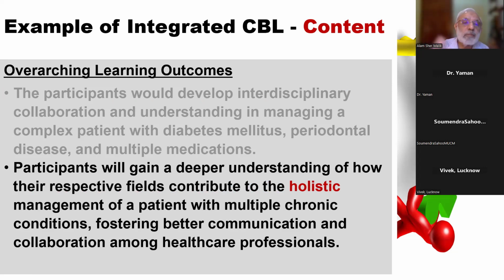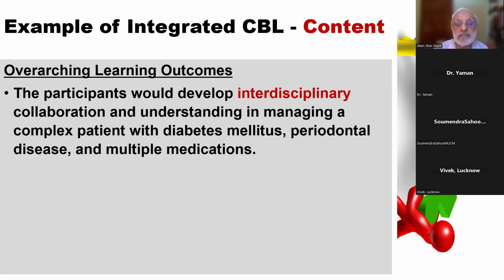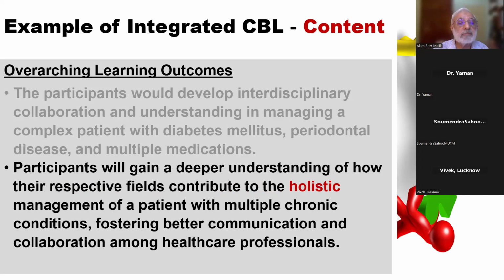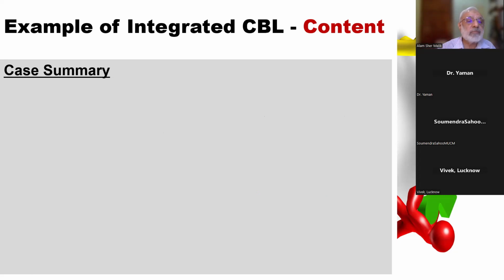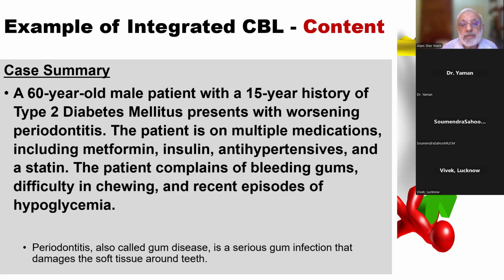I think this would be clear when we really go through the example, how these overarching outcomes would be achieved. Now, here is the case summary. A 60-year-old male patient with a 15-year history of type 2 diabetes mellitus presents with worsening periodontitis. The patient is on multiple medications, including metformin, insulin, antihypertensives, and a statin. And the patient complains of bleeding gums, difficulty in chewing, and recent episodes of hypoglycemia.